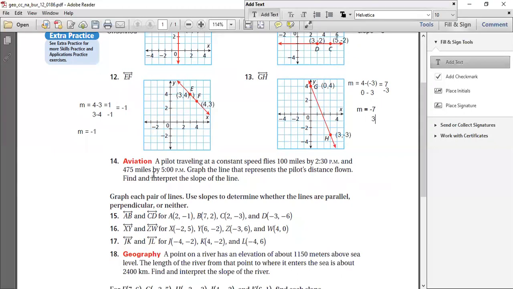Now this is where we need to concentrate. As I told you yesterday, a pilot traveling at a constant speed flies 100 miles at 2:30 p.m. and 475 miles by 5 p.m. Graph the line. Now I told you yesterday also, don't graph the line without graphing the line. Use the formula, find out the slope of the line, and say what it means. Okay, so first let's write down the coordinates. At 2:30 p.m. how much did they fly? They flew 100. And the next coordinate is going to be 5 at 475.